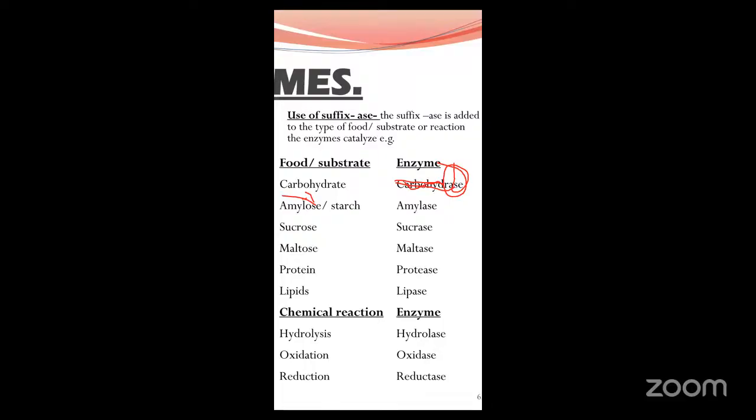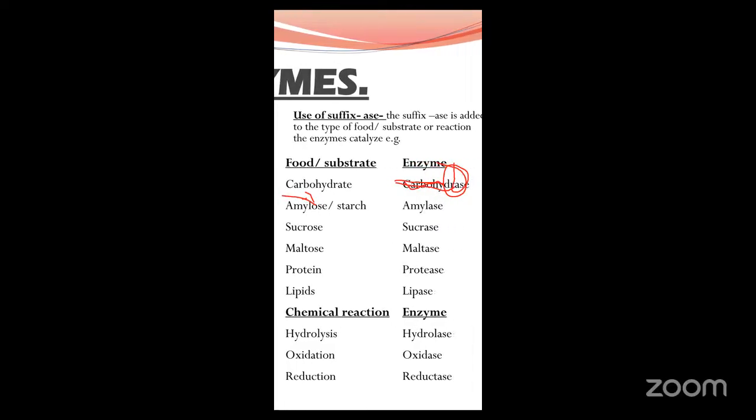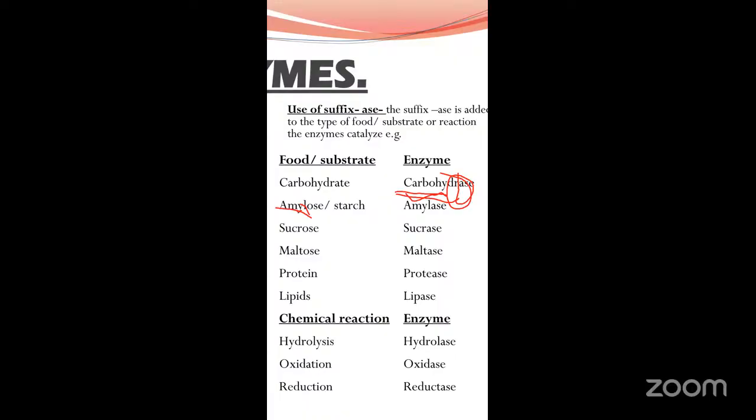Then we have sucrose. Sucrose can be broken down by an enzyme known as sucrase. So what are we doing? We are adding -ase at the end of that particular food substance. The other one is maltose. Maltose is the food substance, if you remember very well, we said that's a carbohydrate. So maltose, of course, is going to give an enzyme known as maltase. Proteins, if they get broken down by an enzyme and you want to name the enzyme after the food substance being broken down, then we can have the name of an enzyme known as protease.